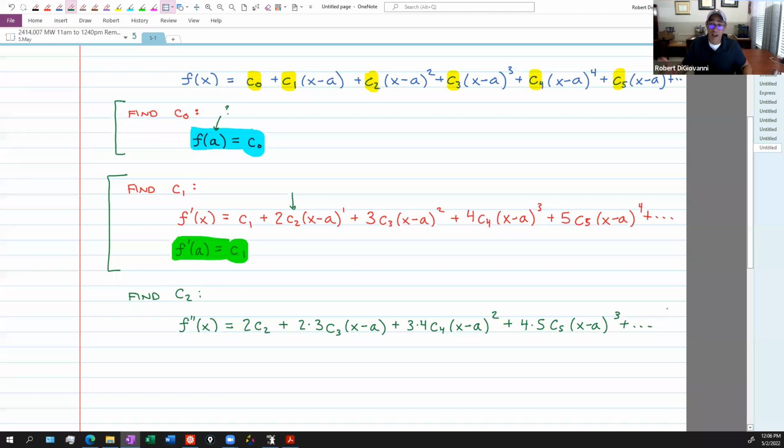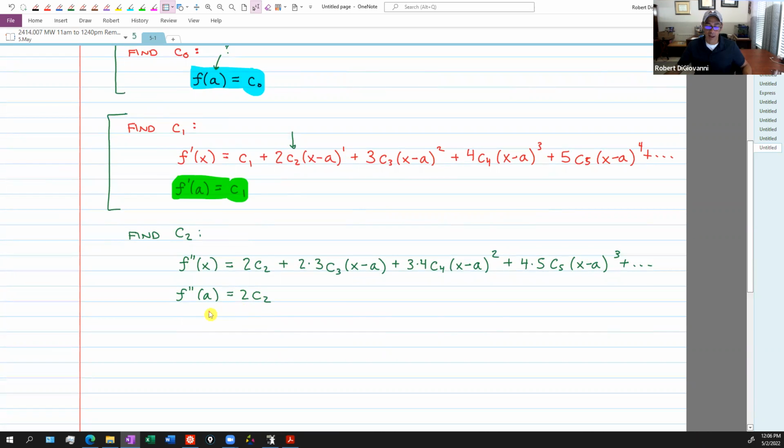I've done all of that so that I can get the C sub two by itself. Now I can plug a in again, right? And kill off all the other ones. So f double prime of a will just be 2 C sub 2. I'm trying to solve for C sub 2, so I'm going to have to divide both sides by 2 here.